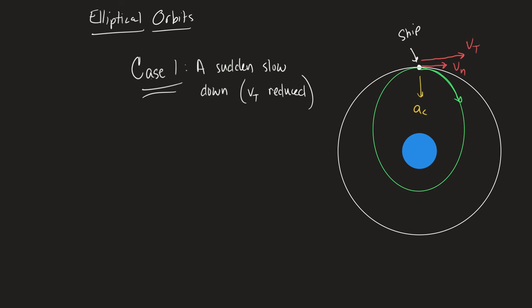So if you suddenly slow down, that becomes the apogee of the orbit, the farthest away point. And the ship will now begin to accelerate and go faster and faster until it makes it to here. This point is called the perigee. And although we talked about these already, this new orbit is elliptical and travels inside the circular orbit.